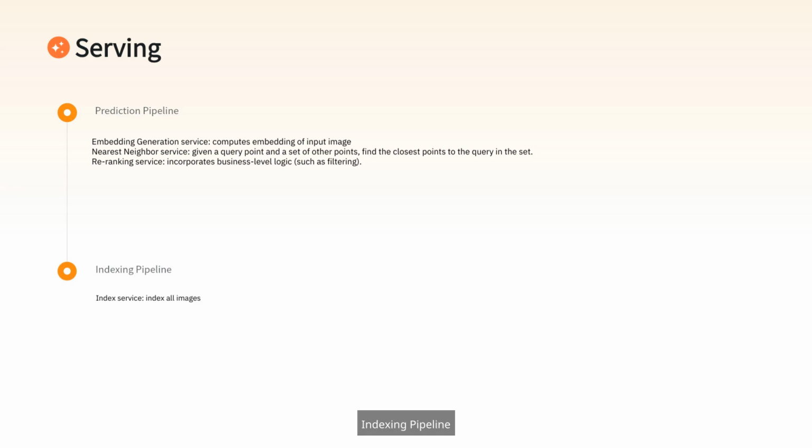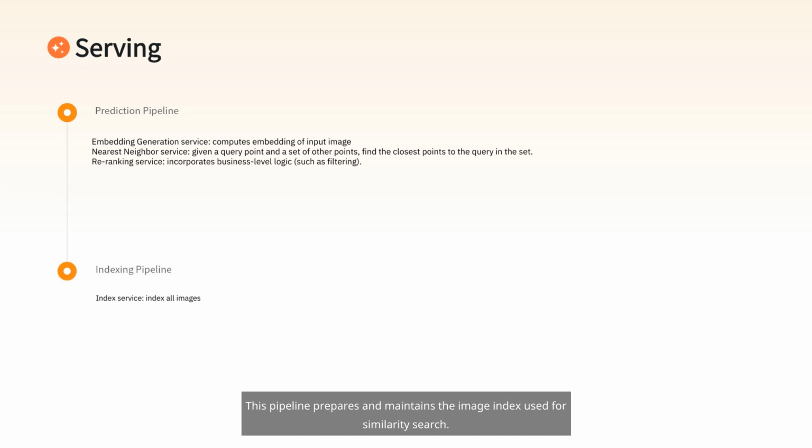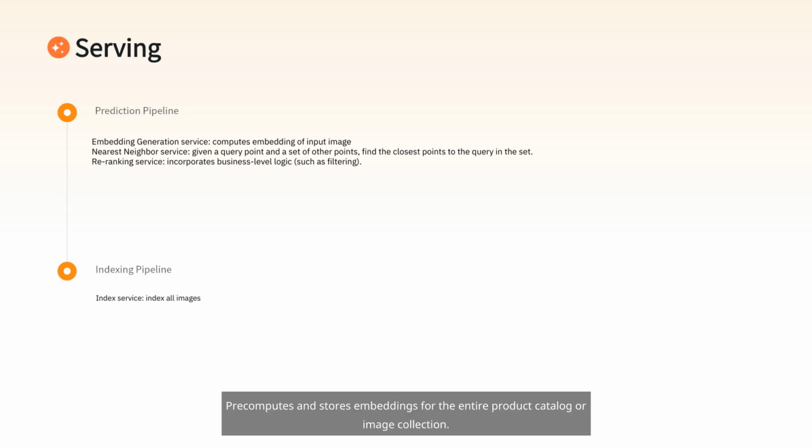2. Indexing pipeline. This pipeline prepares and maintains the image index used for similarity search. Index service. Pre-computes and stores embeddings for the entire product catalog or image collection. These embeddings are indexed using ANN structures optimized for fast retrieval.